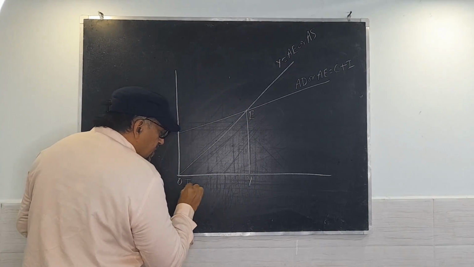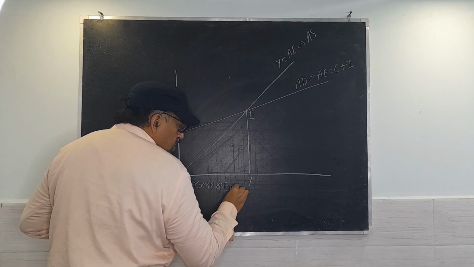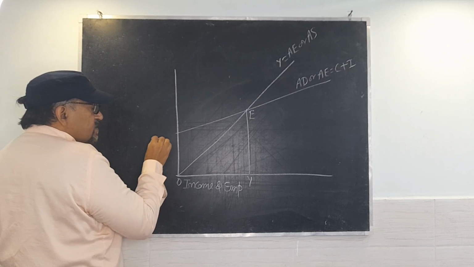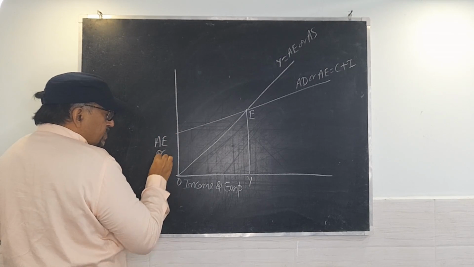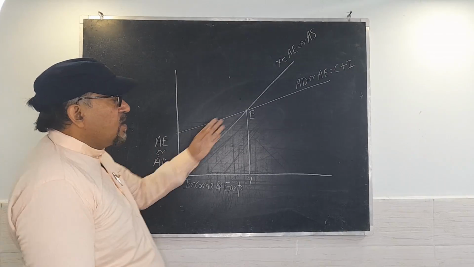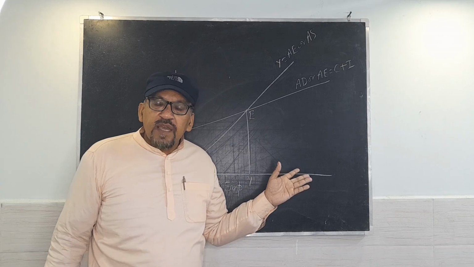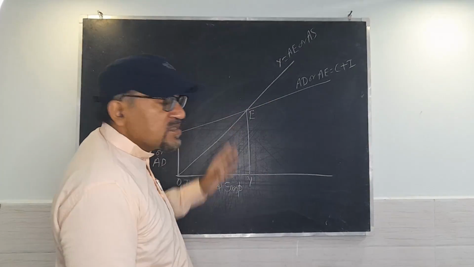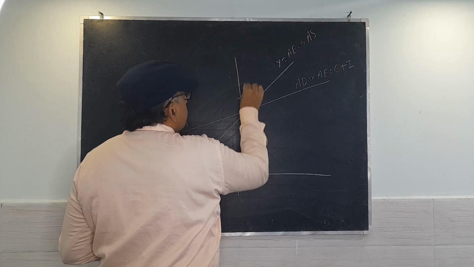Here we have taken income and employment level. On the y-axis we have taken AE or AD, we can say. At this point E, aggregate demand is equal to aggregate supply, or income is equal to aggregate expenditure. That's why this is the point of equilibrium in the economy.